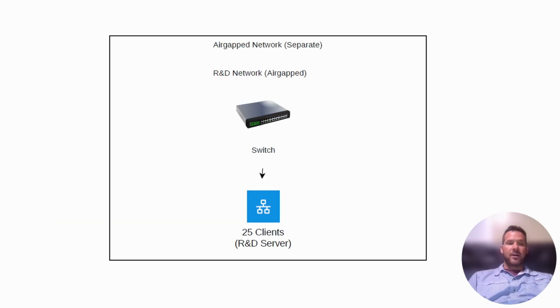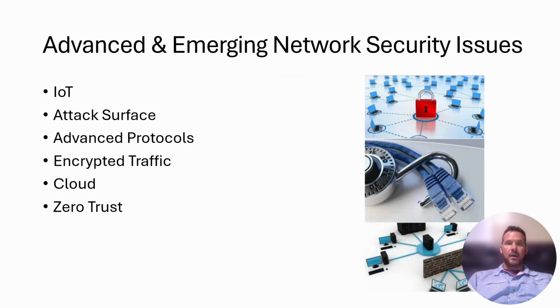And finally, we've got our separate air gap network used by the Research and Development Department. This network is physically isolated and has no connection to the main infrastructure, protecting highly sensitive data from external threats. So before we get into the threats here, we'll go over the GVM scan.